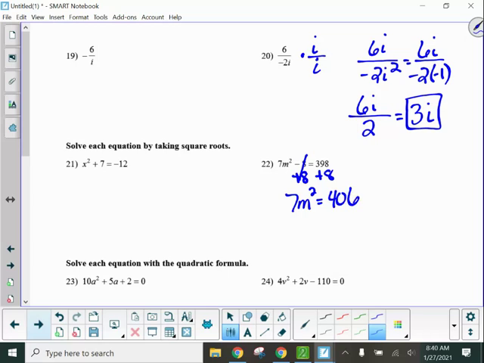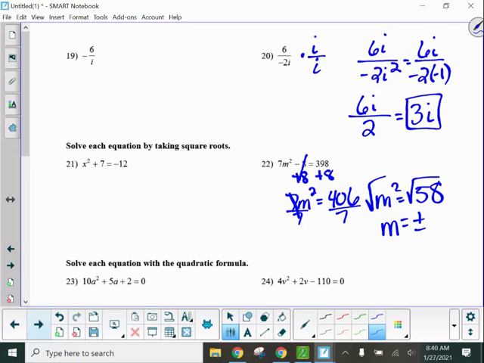You're going to get 406. And then divide by 7. You get m squared equals 58. And then take the square root of both terms.